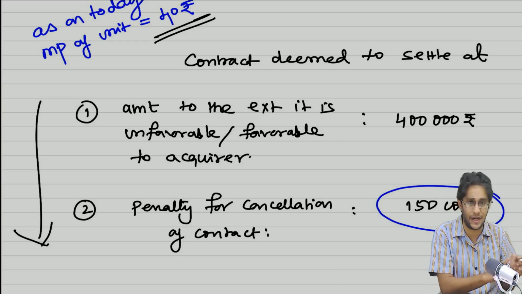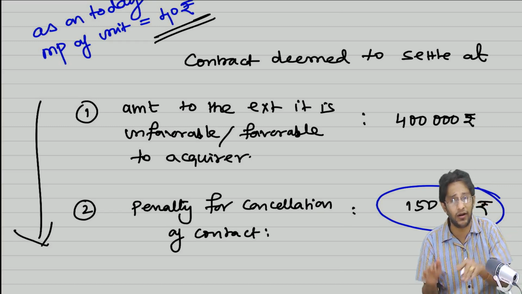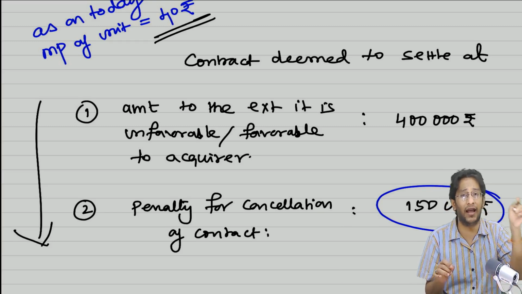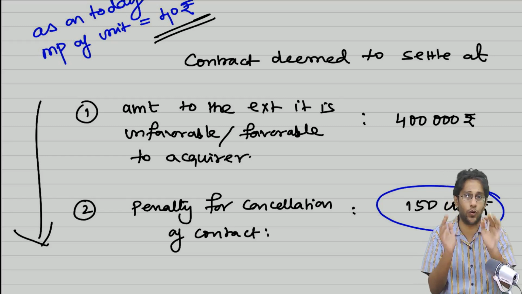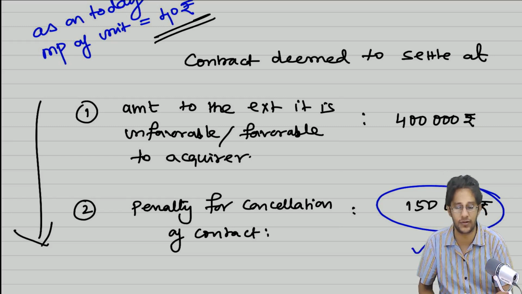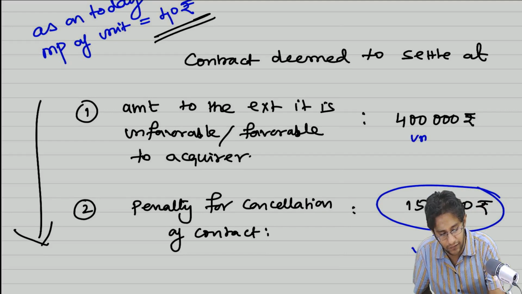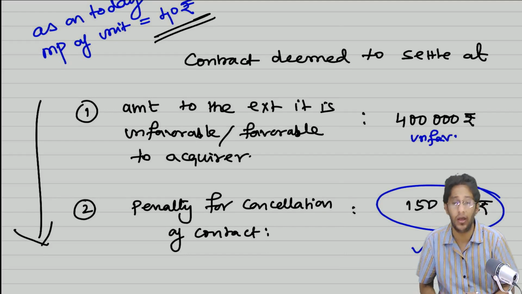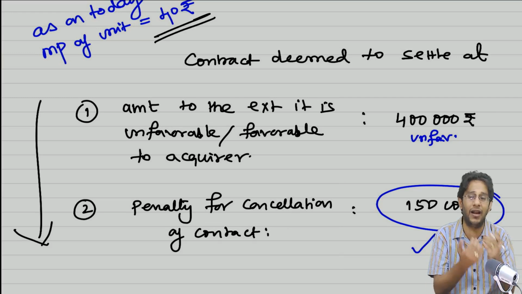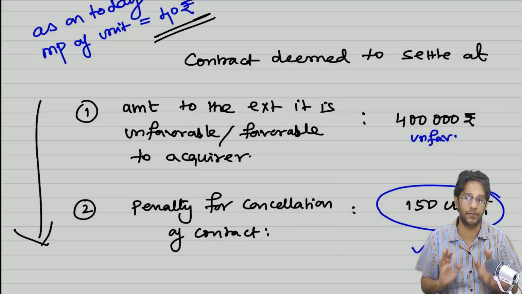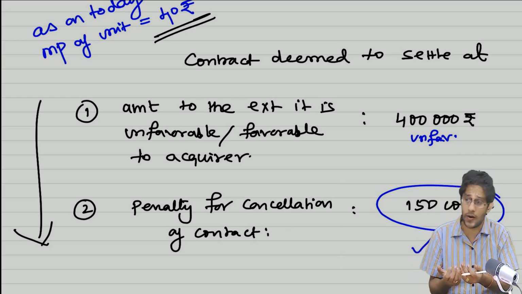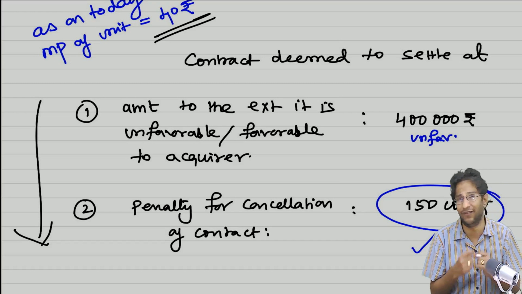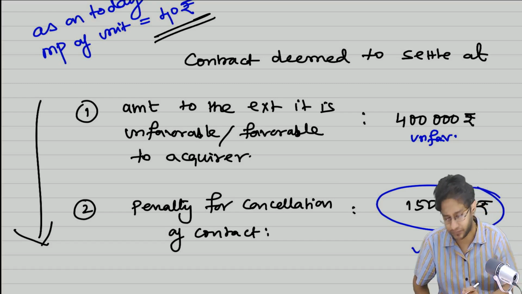Therefore, X Limited has to pay 1,50,000 to Y Limited for closure of this contract, and they have already paid that and included it as a part of PC. So from your total PC, you have to remove 4 lakh. This is unfavorable. If this was favorable, then I would have added this lower number to my PC, depending on whether the acquirer entity has to pay or the acquirer entity has to receive. Depending on that, I will decide whether I have to add or minus.